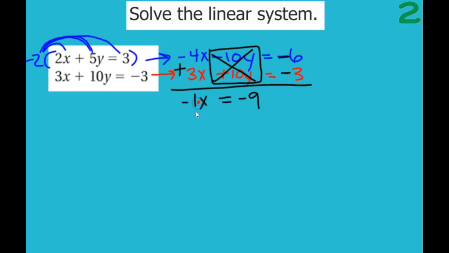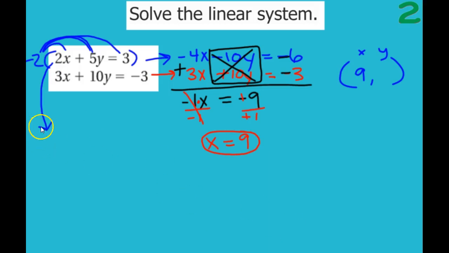So then last, the opposite of multiplying is dividing. Divide by negative 1. So we have x equal to, now a positive 9. And we need to plug this back in because we only have x, which is 9. We need to also find y. This first equation looks like some smaller numbers, so I'm going to use that one. It says 2x and x is 9 plus 5y equal to 3.